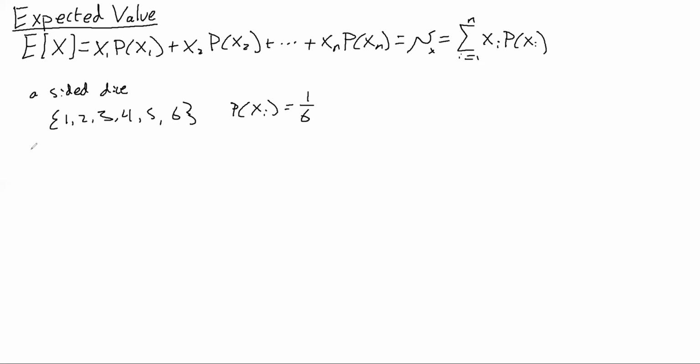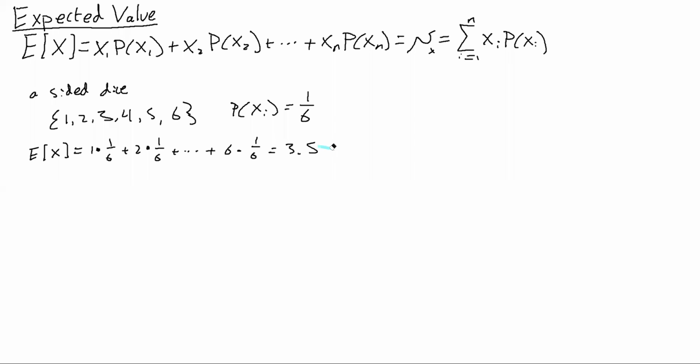So the expected value of X, the expected value of throwing a six-sided dice, would be 1 times the probability of 1 over 6, plus 2 times the probability of 1 over 6, plus all the way to 6 times the probability of 1 over 6. This is kind of a weird case. It's 3.5. So if you did this enough, on average, you'd have a 3 or a 5. You can't actually have a 3.5 because it's not even in the data set.